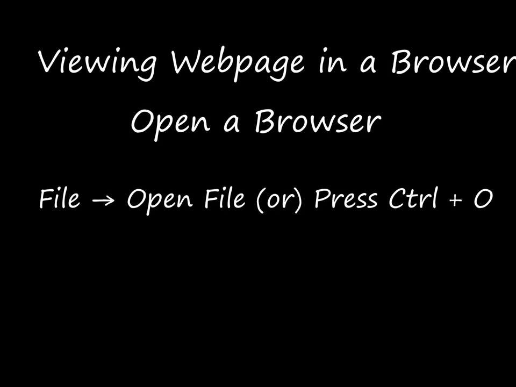And from the Open dialog box, you have to search for the folder in which you have saved the HTML document, right? Once you have got the folder, you will double click on it or open it and select the file name, right? The file name which you have saved with the .html extension will be there. You will choose that file name and click on Open. Now your web page will be displayed in the browser, right?